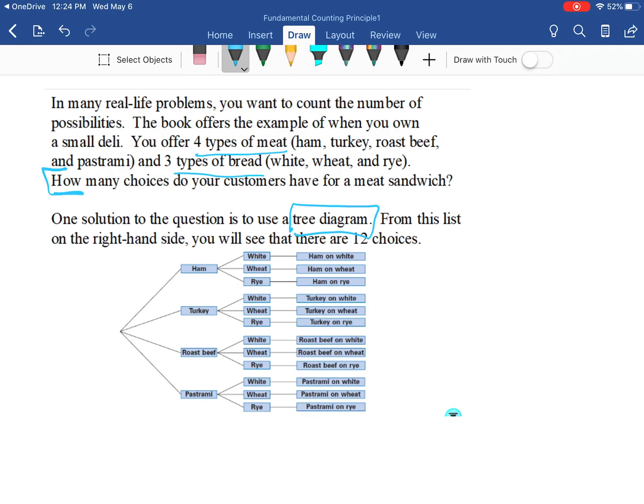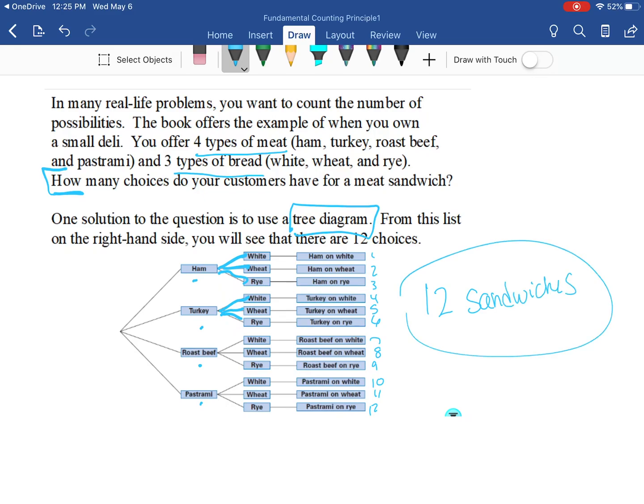So in order to figure out how many different possibilities there are, let's start with our 4 types of meat. We have ham, turkey, roast beef, and pastrami. Now for each of those 4 types of meat, we have 3 options because we have those 3 different types of bread. We have ham on white, ham on wheat, ham on rye, turkey on white, turkey on wheat, turkey on rye, etc. And so that leaves us with these possibilities over here on the right. So we have 1, 2, 3, 4, 5, 6, 7, 8, 9, 10, 11, 12 possibilities. Just by having 3 types of bread and 4 types of meat, there are 12 different sandwiches we can make.